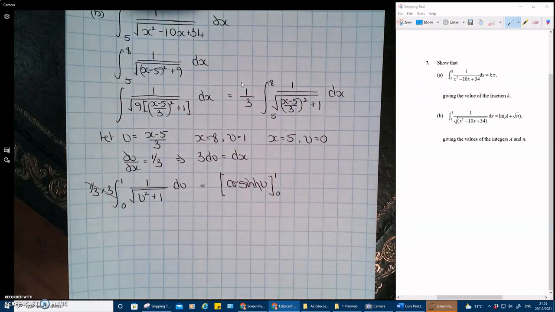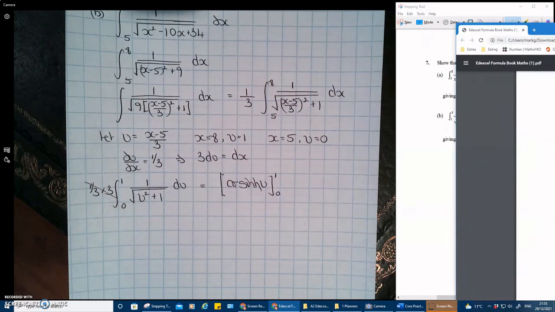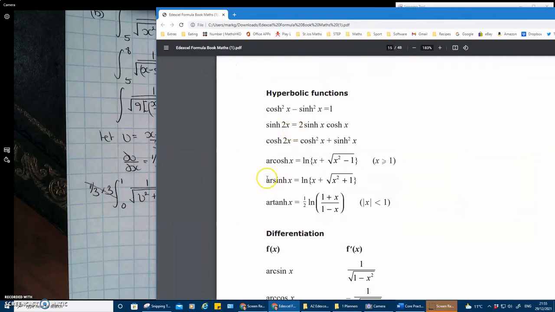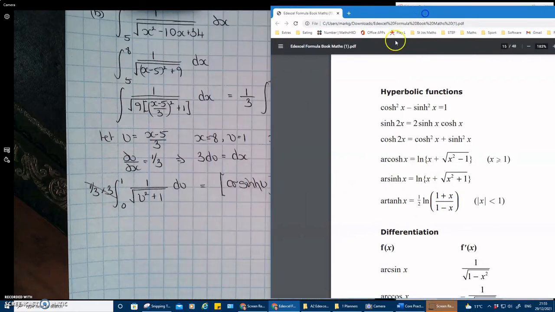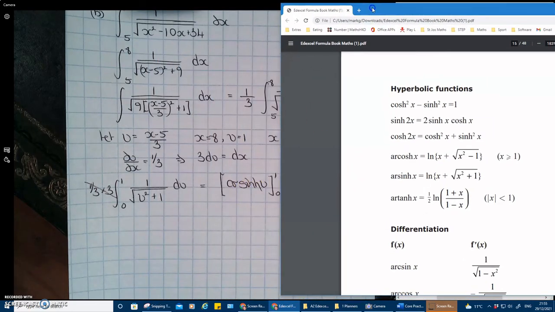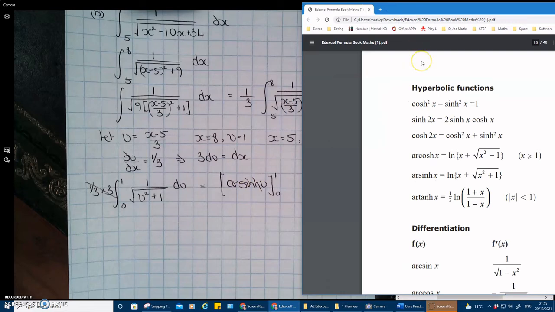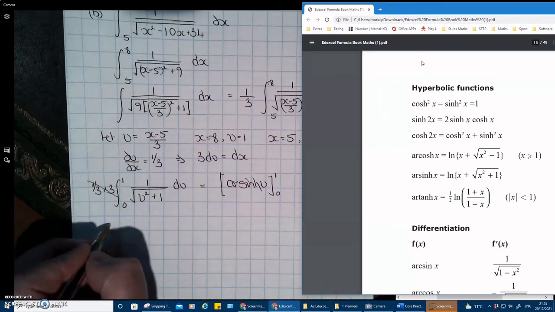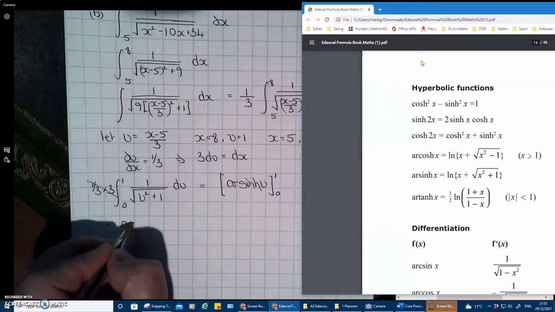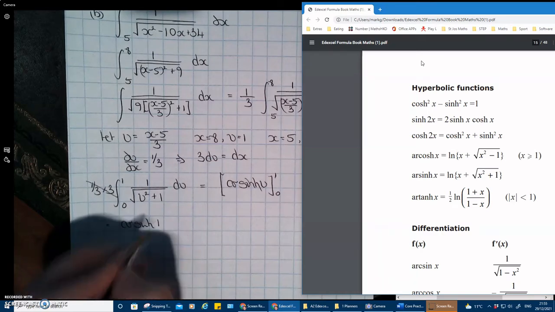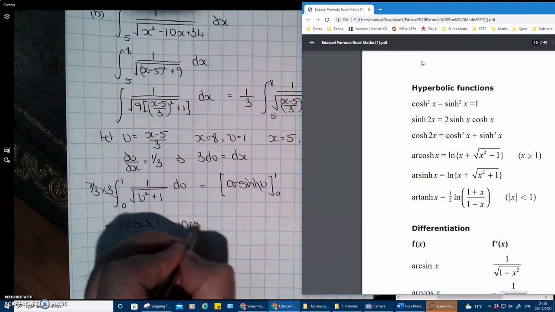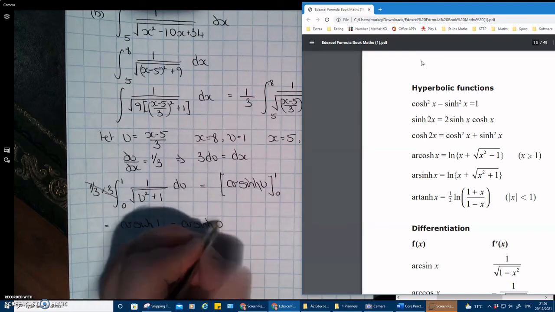Now the arcsinh is also on the formula sheet. If you look just above it over here, we know arcsinh x equals this, and we want it in logs, so that's perfect. Okay, so let's move it across a bit. So I want arcsinh 1 take away arcsinh 0.